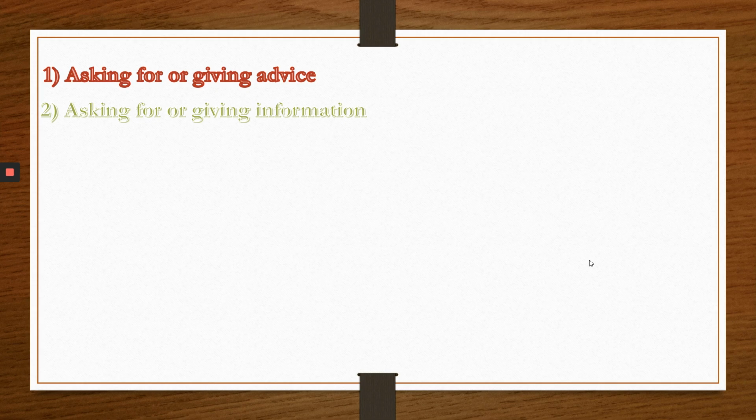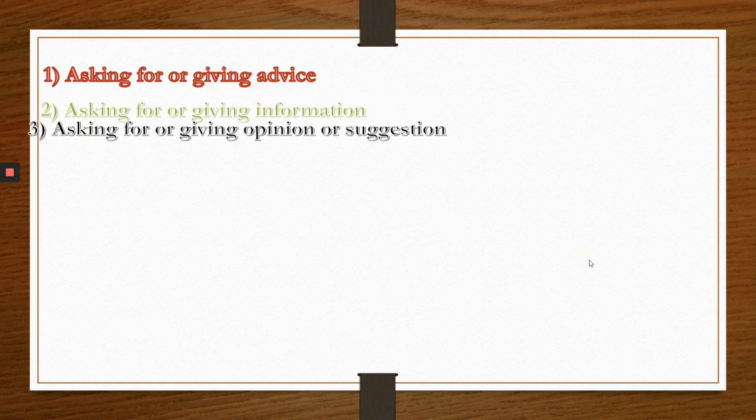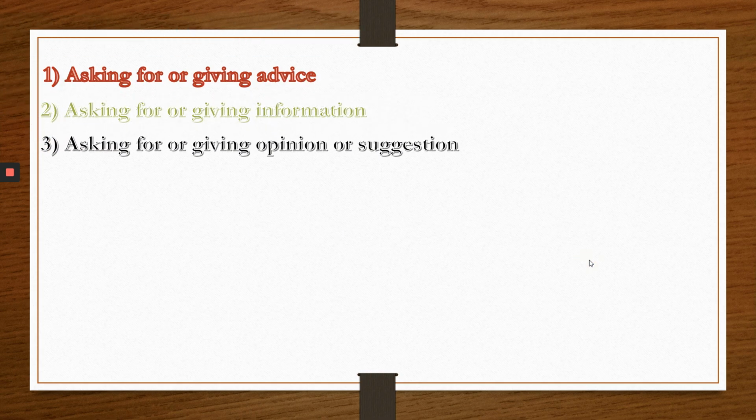Number two, asking for or giving information. Maybe you have a research and you want some information about something, so you will send a letter to your friend, to your cousin, whatever, just to ask for information. Or if someone asks you for information about something, you will send an informal letter. Number three, asking for or giving an opinion or suggestion. If you want to give your opinion on something or you want to suggest something, you will use an informal letter.